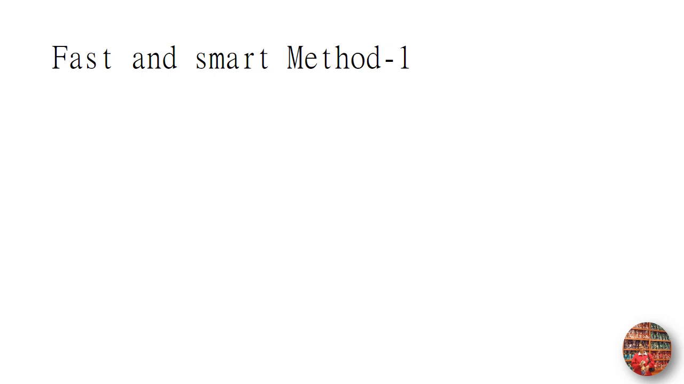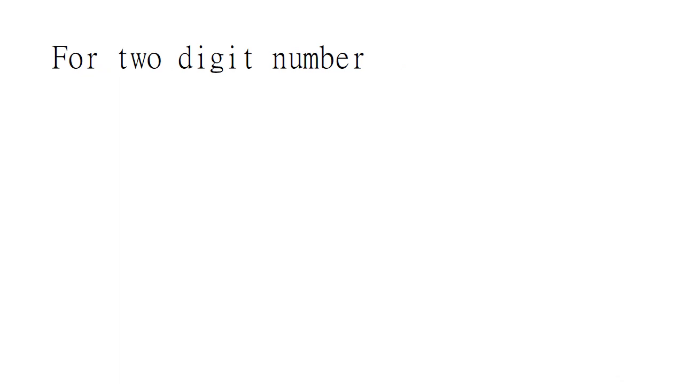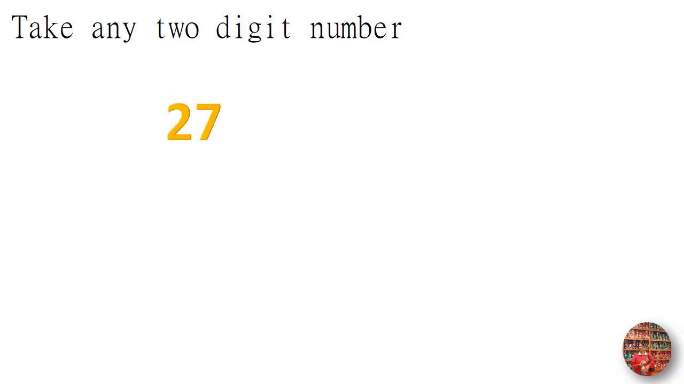First smart method 1, for any two-digit number. Let us take the number 27. What is the square of 27? 27 multiplied by 27 is equal to 729. But we will apply some other trick, and without multiplication we will find the answer. So let us learn.